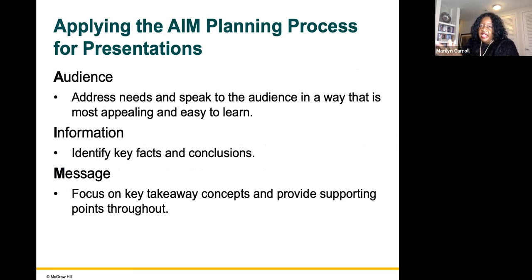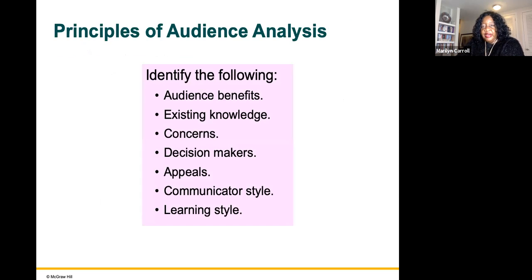So let's get started applying the AIM planning process for our presentation. AIM: audience, information, and message. And we talked about AIM earlier when we first got started in the first two chapters. So audience: address the needs and speak to the audience in a way that is most appealing and easy to learn. What's my audience? What do they need? And how am I coming to them? Information: it identifies the key facts and conclusions. And message: it focuses on key takeaway concepts and providing supporting points throughout.